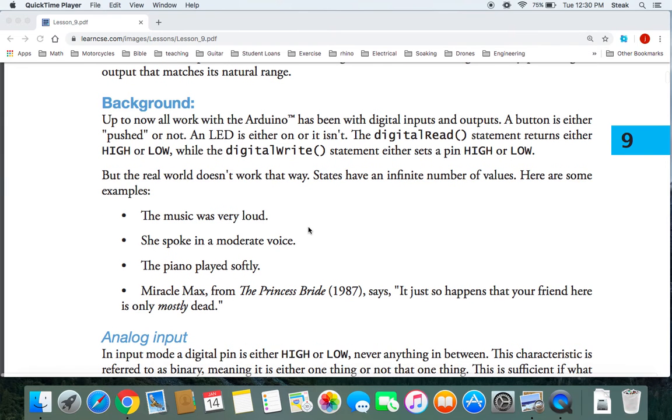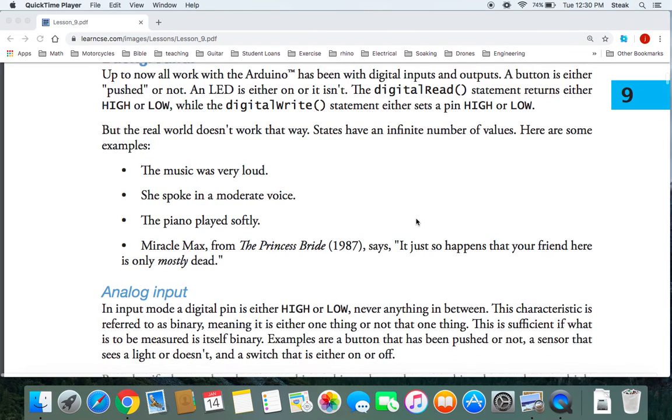Up until now, all the work with the Arduino has been with digital inputs and outputs. A button is either pushed or not. An LED is either on or it isn't. The digital read statement returns either high or low, right? 5 volts or 0 volts. While the digital write statement either sets a pin to high or low. But the real world doesn't work that way. States have an infinite number of values.